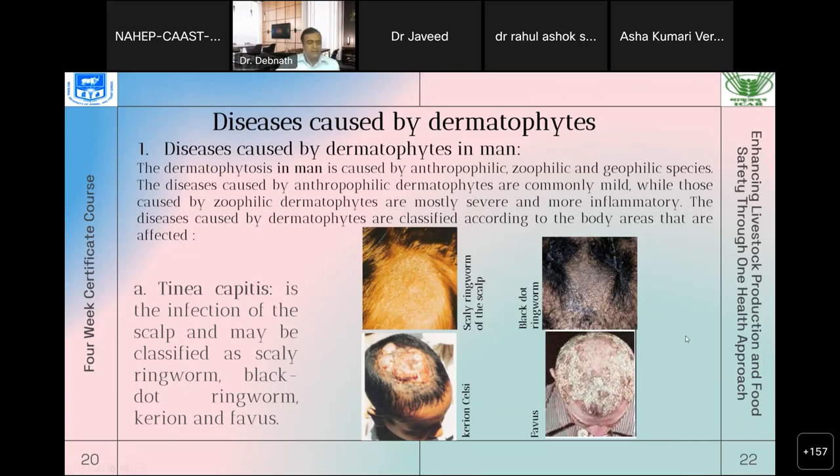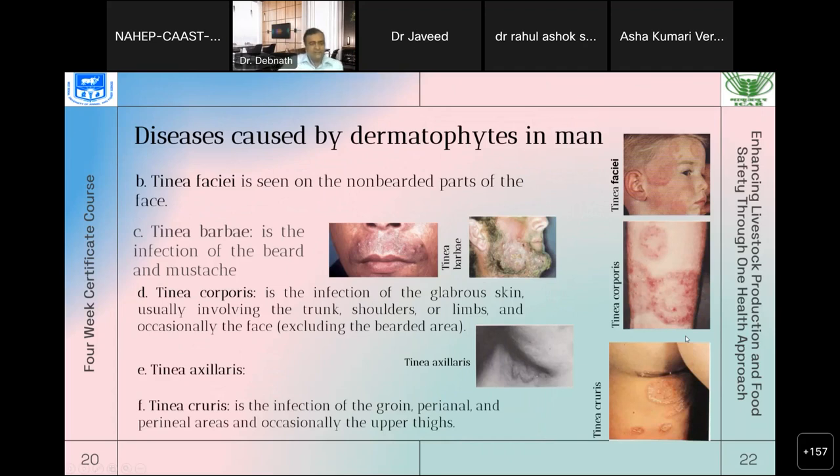Now another kind is tinea faciei, when the infection is on the non-bearded part of the face. When it involves the bearded part or the moustache, then it is tinea barbae. When there is involvement of the glabrous skin, usually the trunk, shoulder, limbs, etc., then it is tinea corporis.